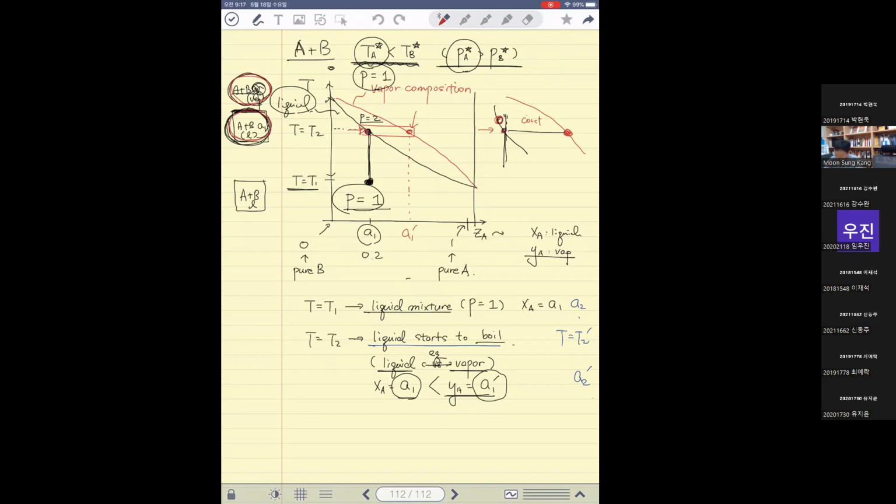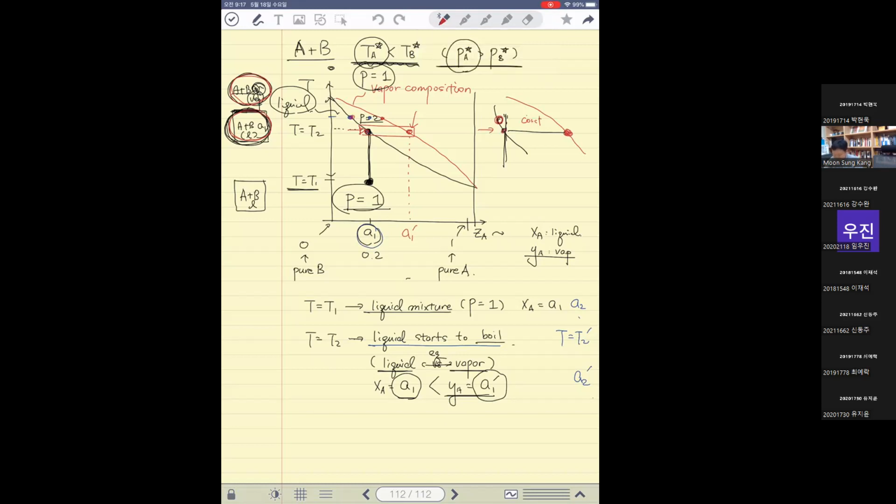What would happen if you further increase the temperature? You now have increased the temperature up to here. Then the overall composition is still going to be 0.2 here. And in this case, you have two phases. One is the liquid phase, the other is the vapor phase. You're going to have a liquid phase following this composition. You're going to have a vapor phase following this composition.